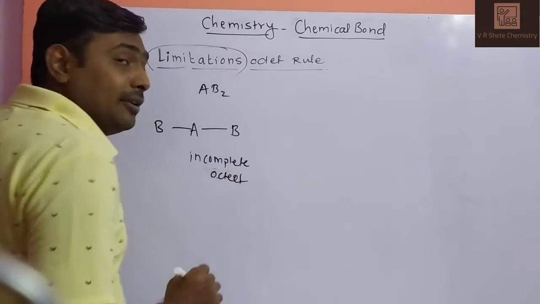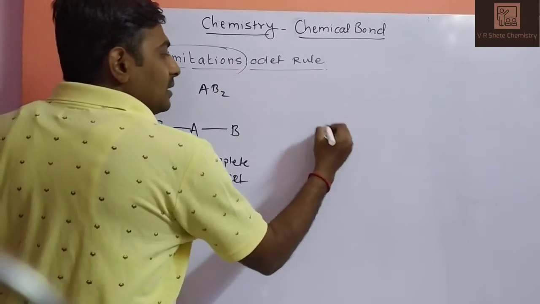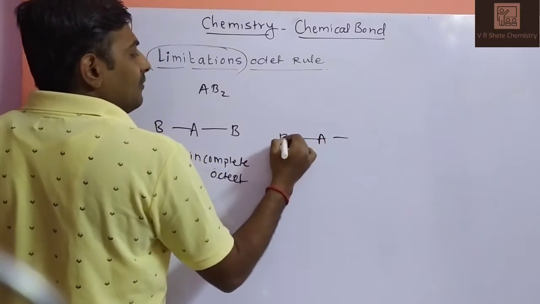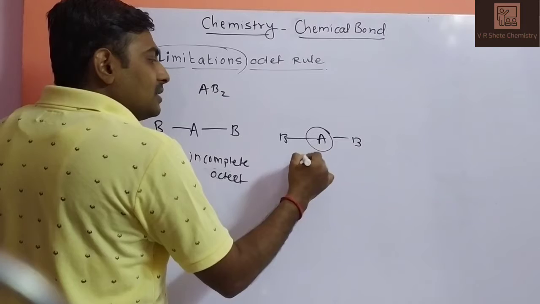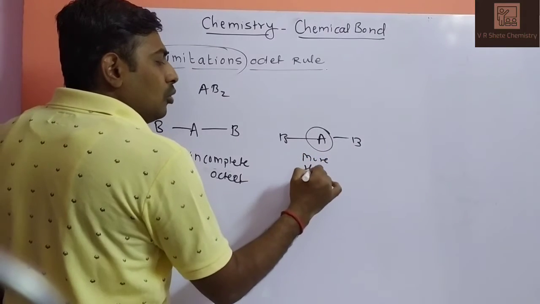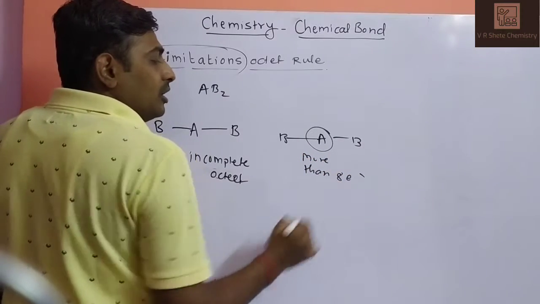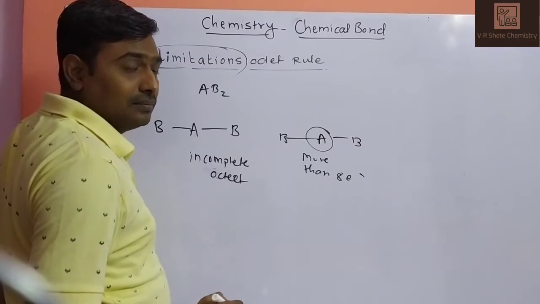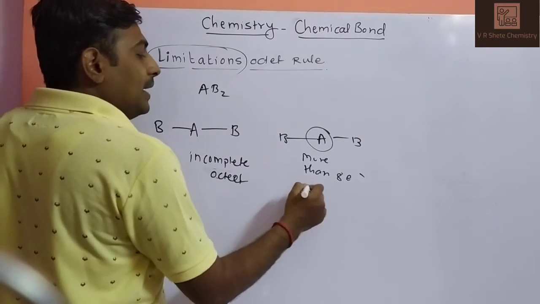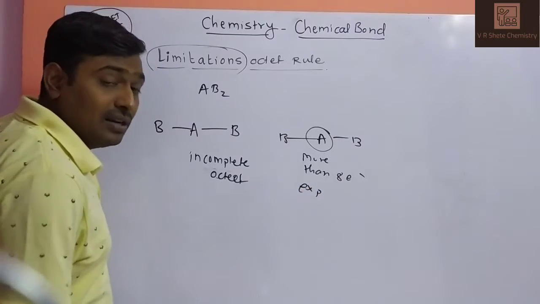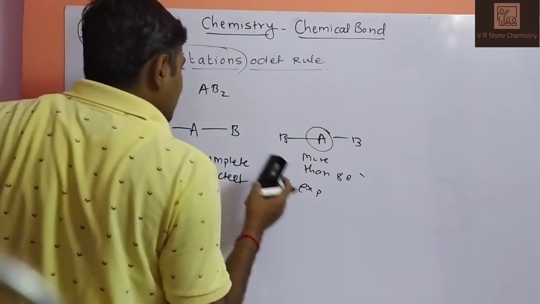And some molecules are there, again AB2 type, second example. The central atom contains more than 8 electrons in its orbital state, but the periphery atoms again complete the octet. This is called expanded octet. So what are the examples of incomplete octet and expanded octet? We'll discuss one by one.